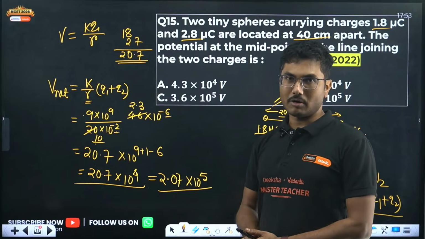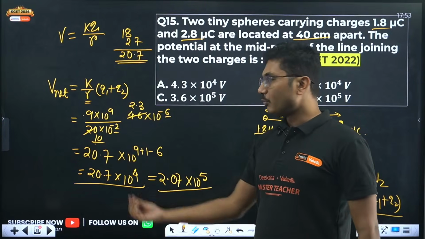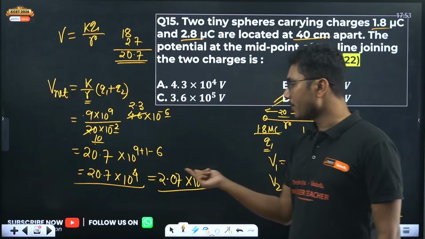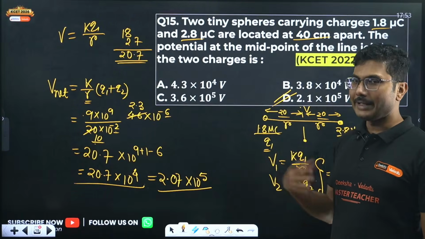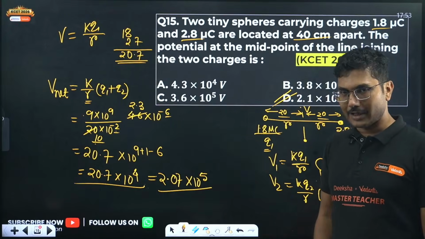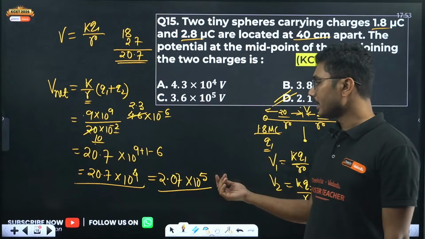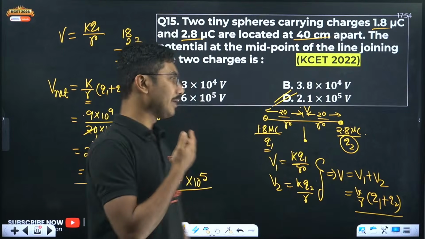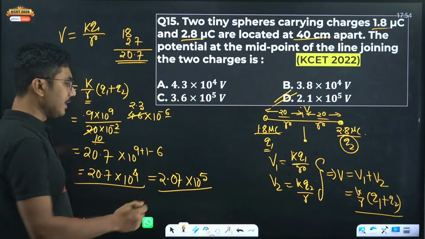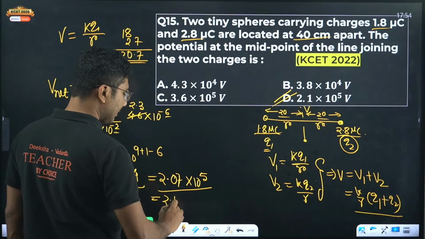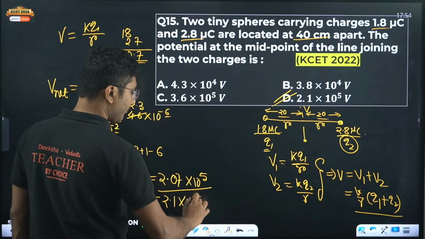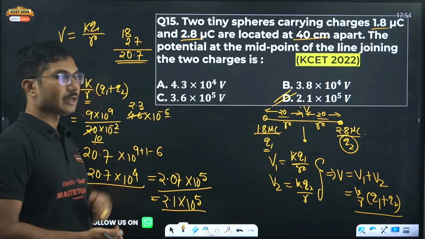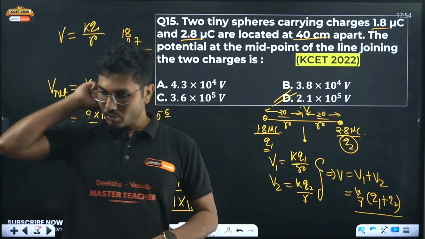We got 10 to the power of 4, but for 20.7 we can move the decimal one place to the left and increase the power of 10 by 1. 20 into 10 to the power of 4 means 2 into 10 to the power of 5, so one power of 10 is basically shifted. That's why we have written it like that. If you find it up to one decimal point only, then it becomes 2.1 into 10 to the power of 5. So if you round off to one decimal, it becomes 2.1. So this is the answer. Okay, clear?